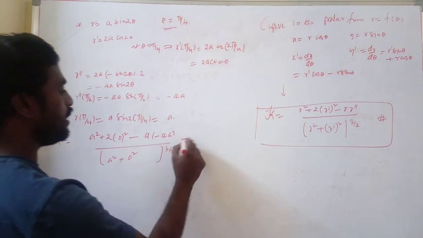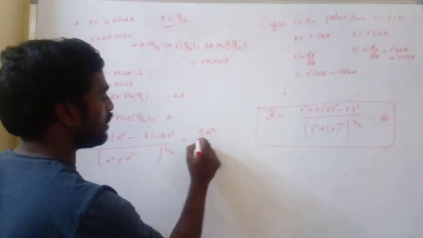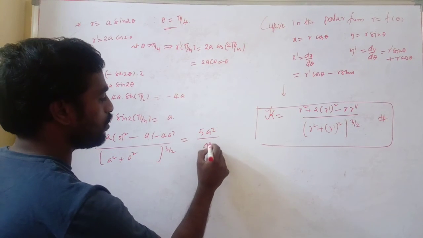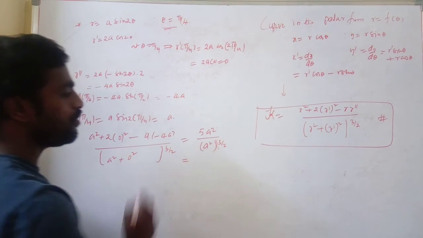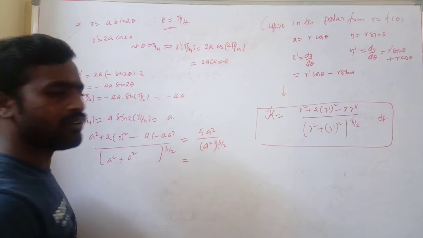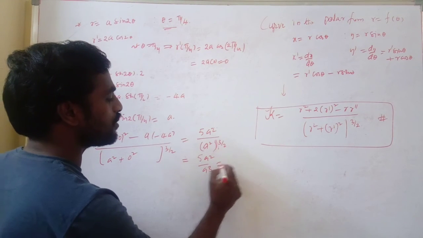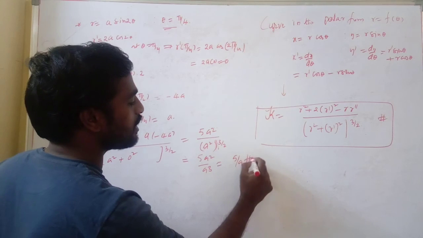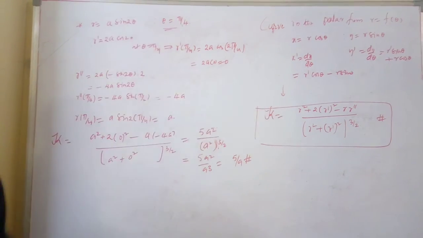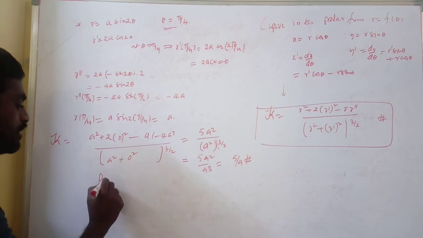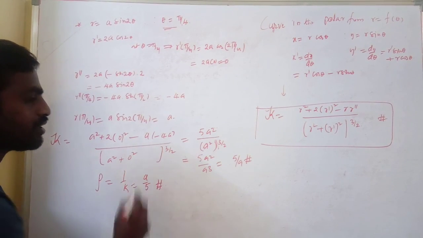After simplification, minus and minus gives plus 4a square plus a square, so 5a square, divided by a square whole to the power of 3 by 2. After simplification the square and the power 2 in the denominator cancel. Finally 5a square by a power 3 is equal to 5 by a, which is the curvature of the given curve r equal to a sin 2 theta at theta equal to pi by 4. Next, the radius of curvature rho is equal to 1 by k, which is equal to a by 5.